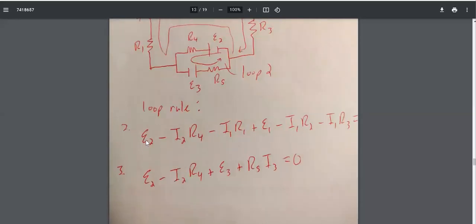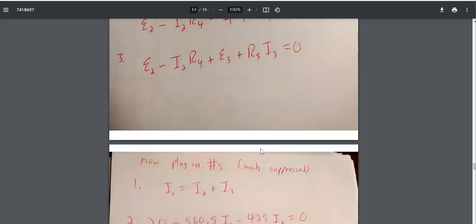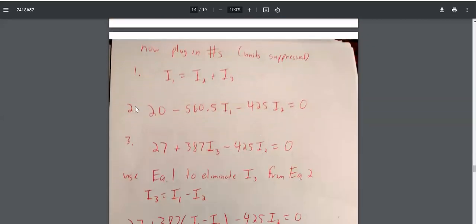So instead of just calling this epsilon 2, R4, or whatever, we know the R's, we know all of the resistances, they were given in the problem. And we know all of the EMFs of our batteries, they were also given in the problem. So when we plug all those in, we get this stuff. So now we have 3 equations and 3 unknowns. Okay. And so your next step is going to be somehow to reduce it to 2 equations and 2 unknowns.